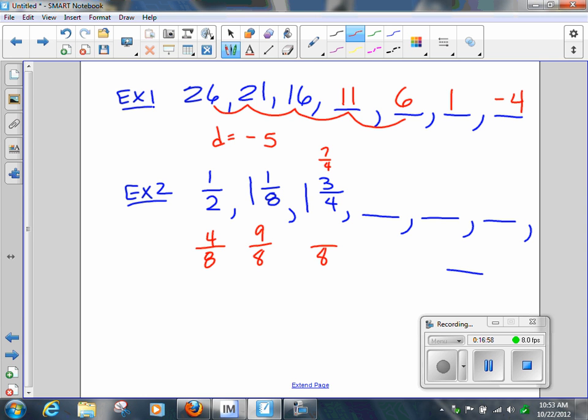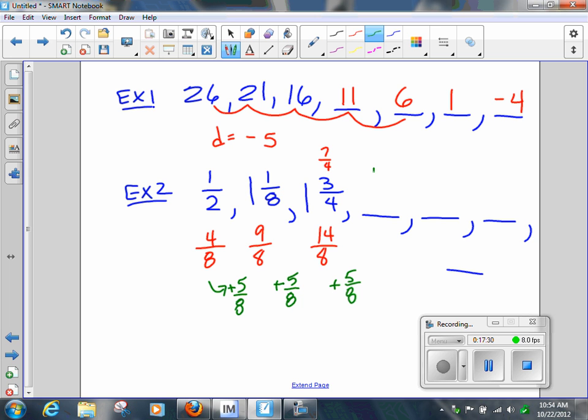4 goes into 8 2 times. 2 times 7 is 14. Right? Now can you tell what to do? What is the next one? What's it being added by, folks? By 5/8 every time. Plus 5/8. Plus 5/8. I don't care if you leave it as an improper fraction. I'd prefer it as an improper fraction.